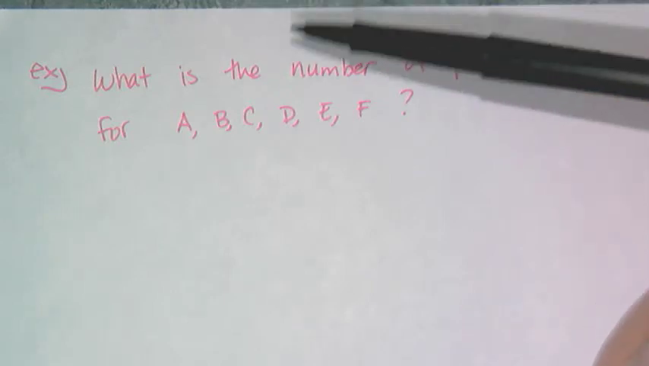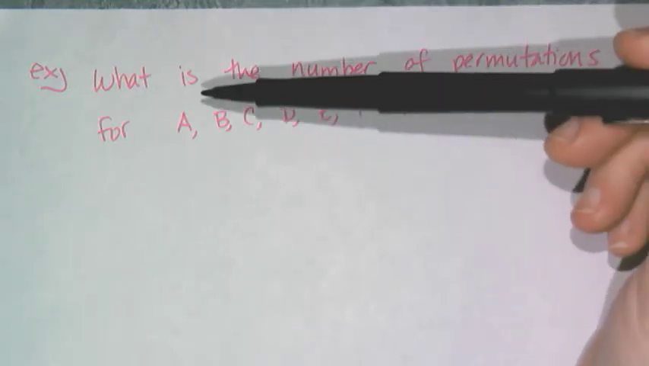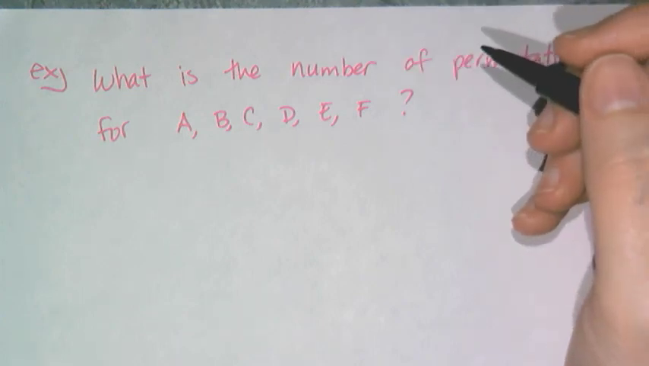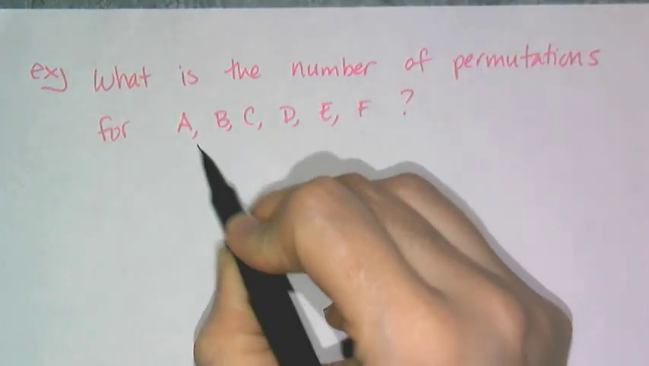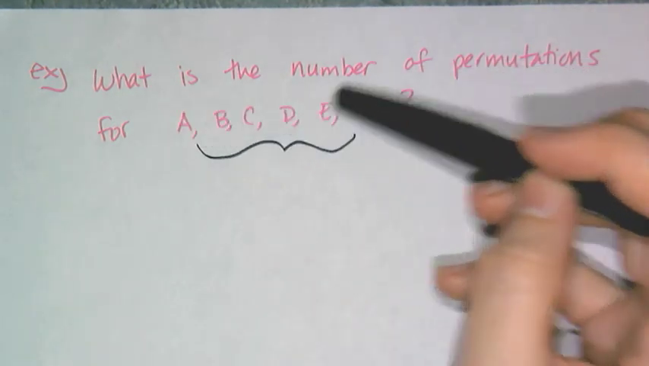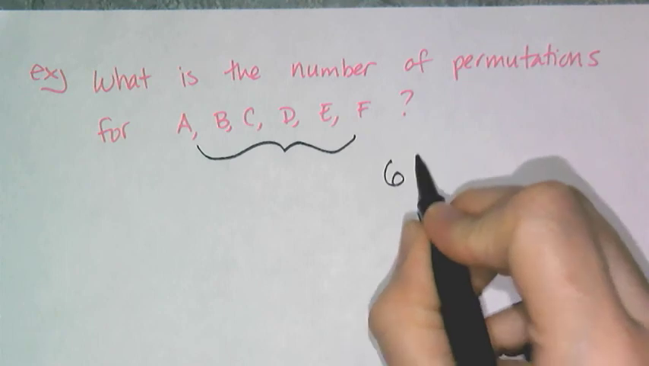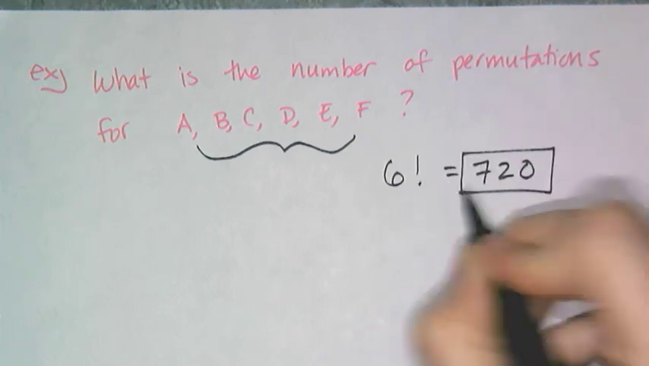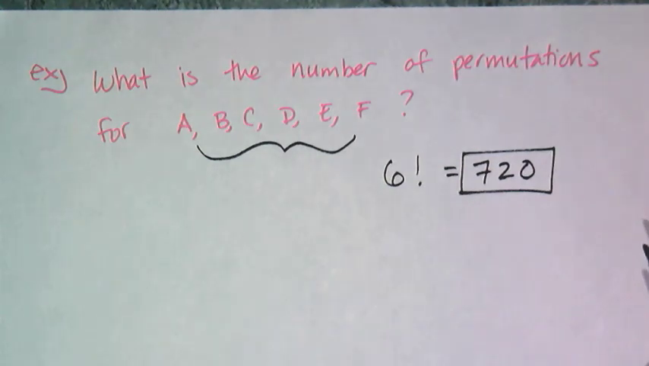This example asks, what is the number of permutations for the letters A, B, C, D, E, and F? And I just have to know, well, how many elements am I permutating? And I have 1, 2, 3, 4, 5, 6. And so that means it's 6 factorial, or 720 permutations of the letters A, B, C, D, E, and F.